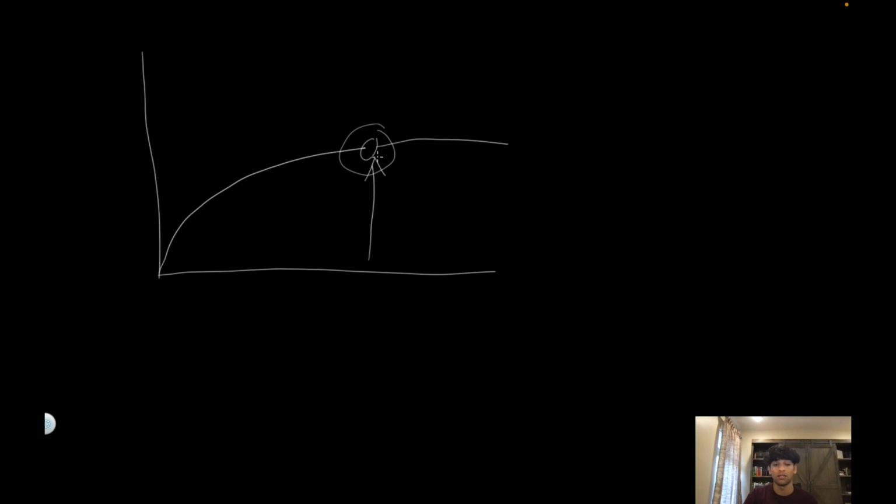So let's see if we can do that with this example right here. Well, we can fill the hole. Now, if we fill the hole, since there's no discontinuities in the graph anymore, we can say that this is indeed a removable discontinuity, right? Yeah. So now let's look at a function.